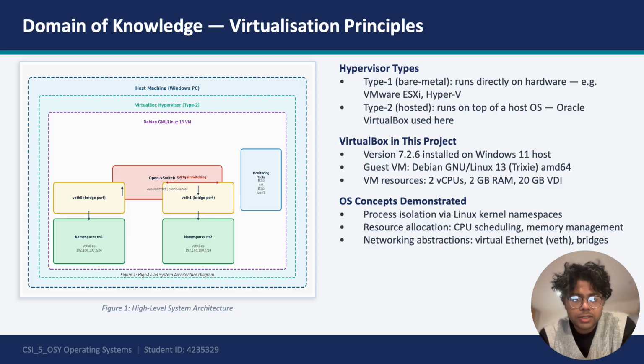Virtualization demonstrates several core operating system concepts. Process isolation is achieved through Linux kernel namespaces, CPU and memory are dynamically allocated by the hypervisor scheduler, and the network is abstracted using virtual Ethernet pairs and software bridges. The architecture diagram on the left shows how all these layers sit on top of the physical hardware.